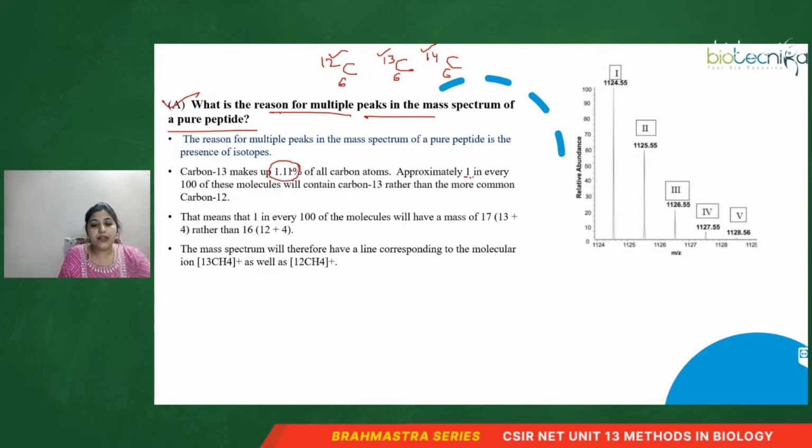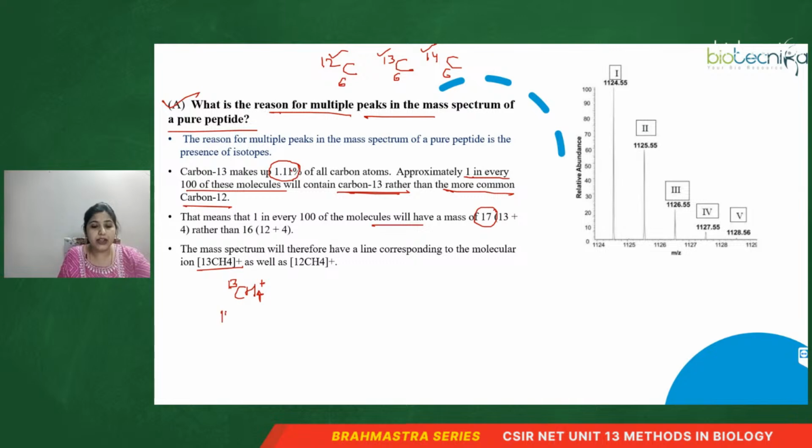So that means approximately 1 in every 100 of these molecules will contain carbon 13. Carbon 14 is radioactive, so it decays to some other atom with time. So 1 in every 100 of these molecules contain carbon 13 rather than the more common carbon 12. So if we are considering carbon 13 in this CH4 group, it means that 1 in every 100 of the molecules will have a mass of 17.